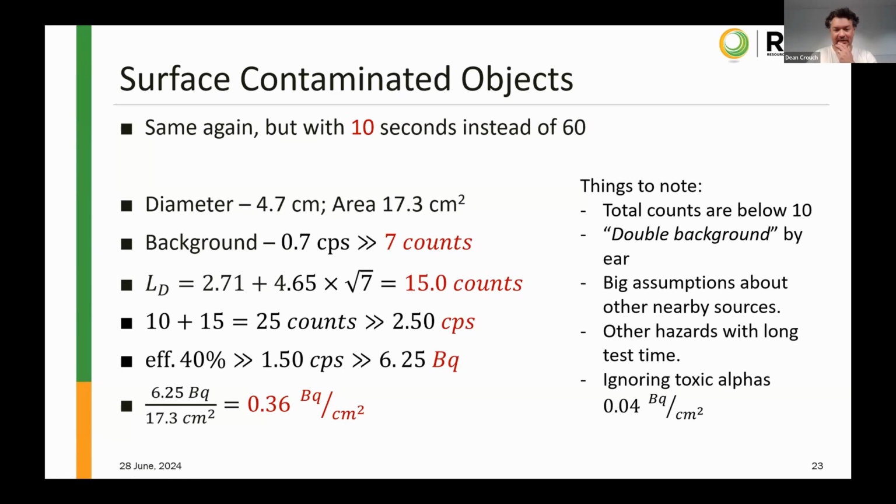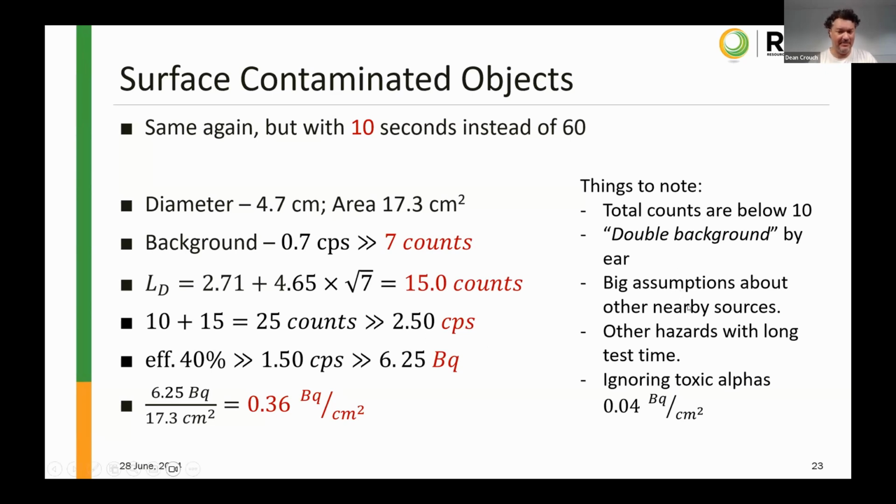I mean, your background was 7 and your limit of detection was 15. It does kind of support that idea that double background works, but you need to get there through this math. You can't just say, oh, we use double background because that seems reasonable. You need to be able to quantify that at some point.